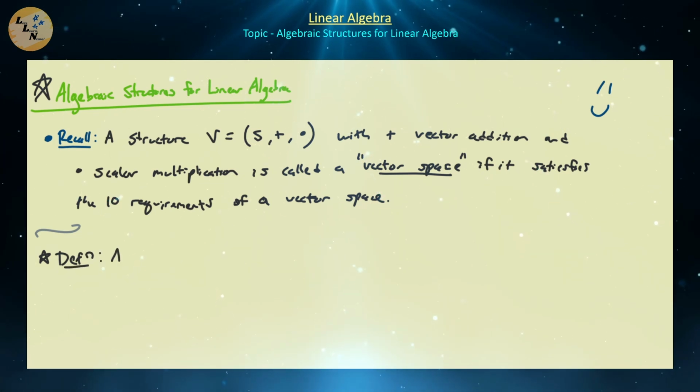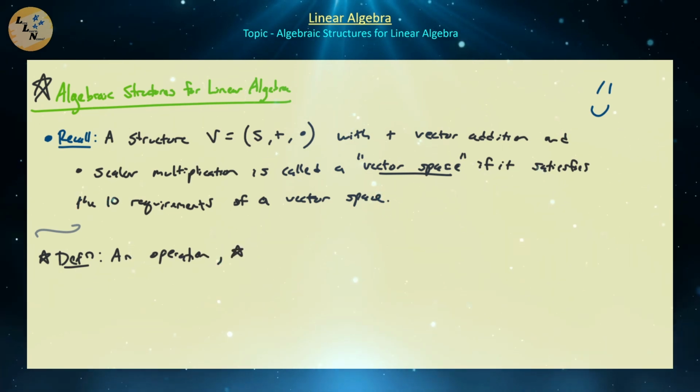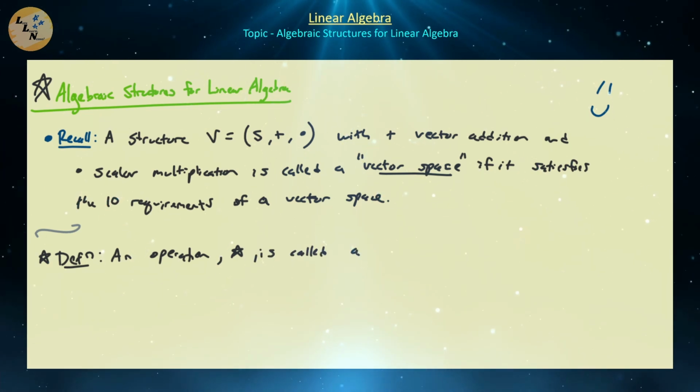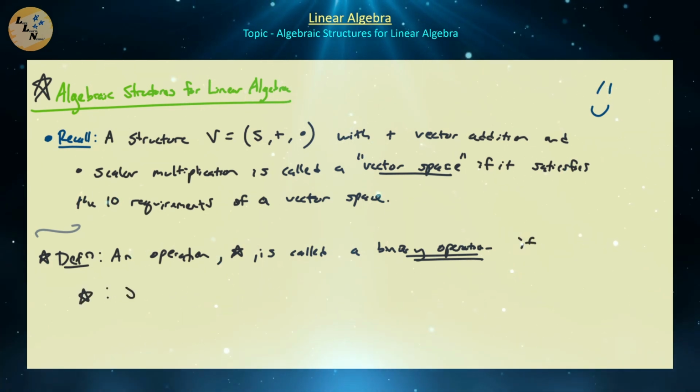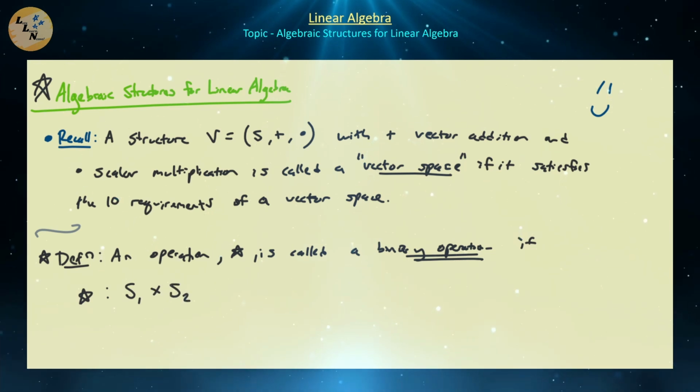Before we get started, I just want to give a formal definition of what a binary operation is. We're just going to represent an arbitrary operation by star. It could be plus, it could be times, it could be division, it could be anything. We're going to call it a binary operation, emphasis on the word binary, if this operation star is a relation from the Cartesian product of one set with another set, and of course S1 and S2 need to be non-empty, to another set T.